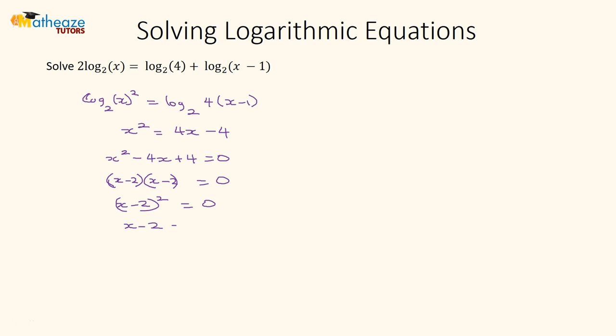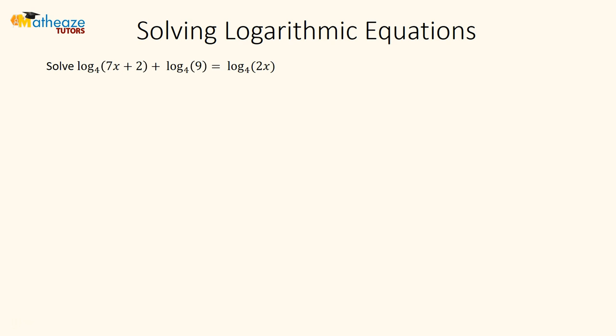So x minus 2 equal to 0. We add 2 to both sides. So x equal to 2. So let's see how that works. We substitute 2 for any one of the variables here. So let's look at this. Let's look at the original equation. Log to the base 2 of 2 minus 1, that works. Log to the base 2 of 2, that works. So x equal to 2 is a valid result for x.